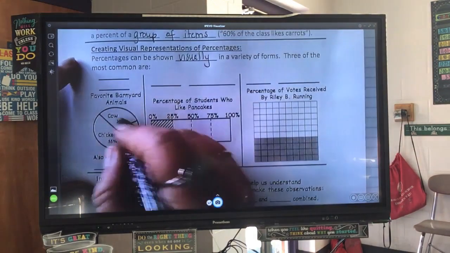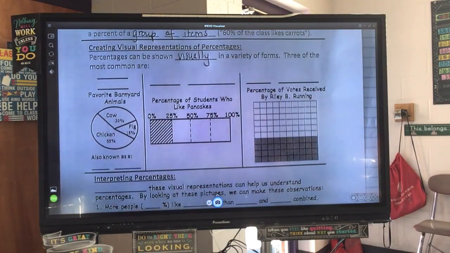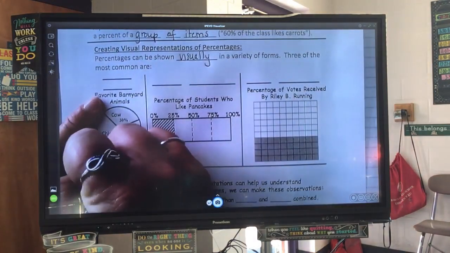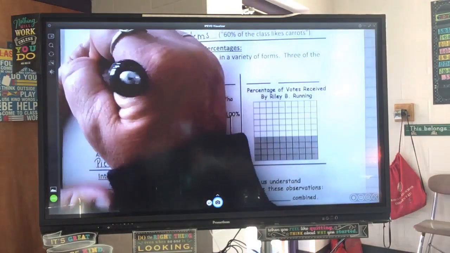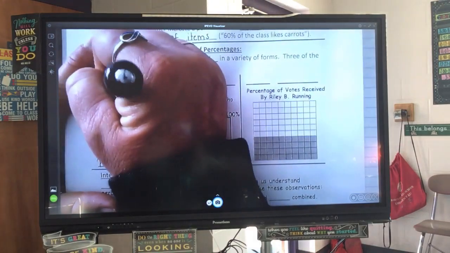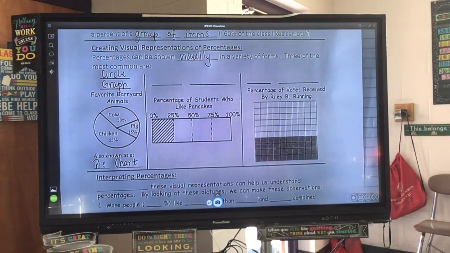So this one, obviously, raise your hand if you think you know what this circle one is. Pie chart. Alright, so it's also known as a pie chart. Technically the name is a circle graph. Okay, and I know you guys have seen that a lot last year. What does it have to equal? It has to equal 100. Everything that you do with percents will equal 100. Like I said, you can have 120% of something, but that's over 100, so just understand that.